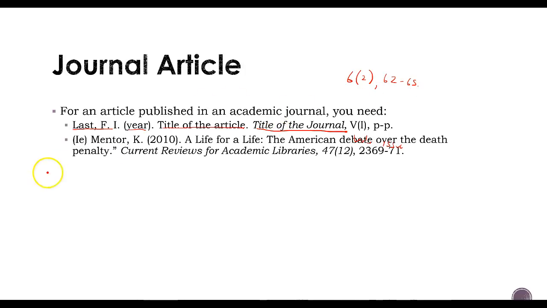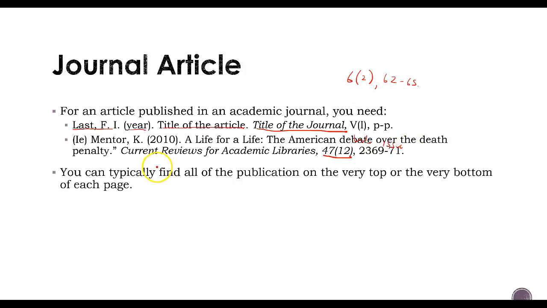So here's an example of an academic journal entry. Mentor K 2010, A Life for a Life, The American Debate Over the Death Penalty, Current Reviews for Academic Libraries is the name of the journal where it appeared. Volume 47, issue 12, page 2369 through 2371, period. So that's how you would cite a journal article.